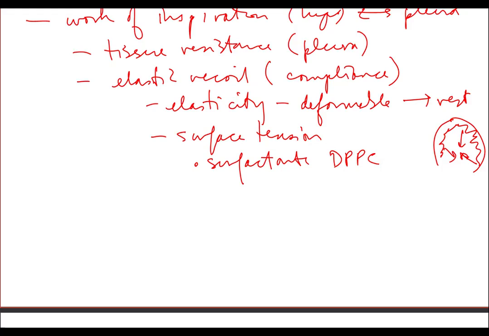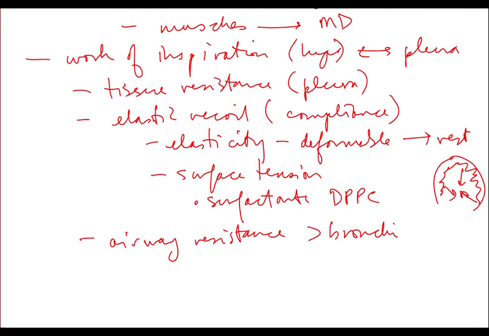The last of the parameters that we use to think about the work of inspiration is airway resistance. Airway resistance refers to the friction of the flow of the air through the tubes. And it's going to be greatest in the bronchi because they have the smallest cross-sectional surface area.